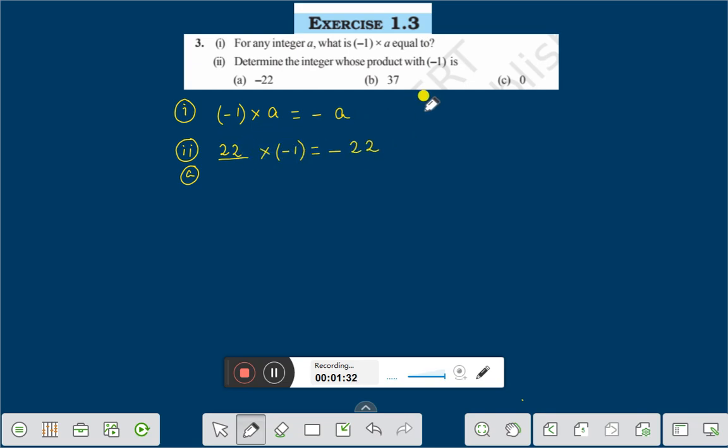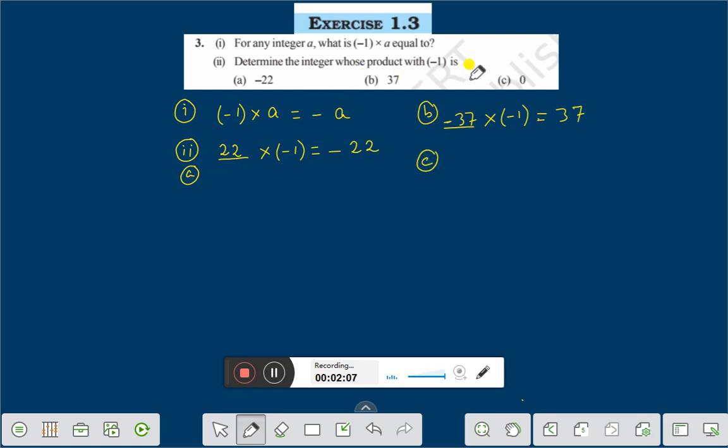This is question number A. Question B is, suppose the integer is dash into minus 1 is equal to 37. That means if we write here 37, the sign is plus, therefore we have to write minus 37. Now multiply 37 with 1, that is 37, and minus into minus plus, therefore answer is minus 37, right? In case of B.